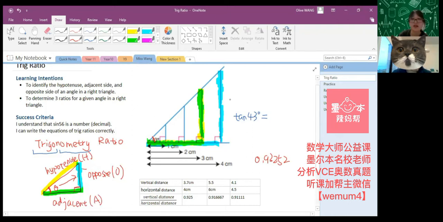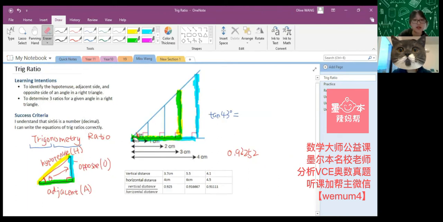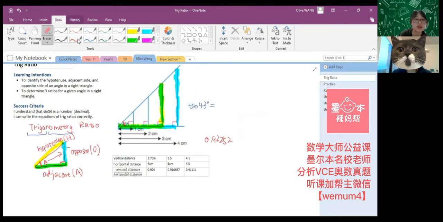One student, I think that was Selena, talked about SOHCAHTOA. Let me find some space here to write. I think you guys can still see clearly, right? Let's write this one down first. SOHCAHTOA. So TOA is tangent. Tangent theta equals O divided by A.